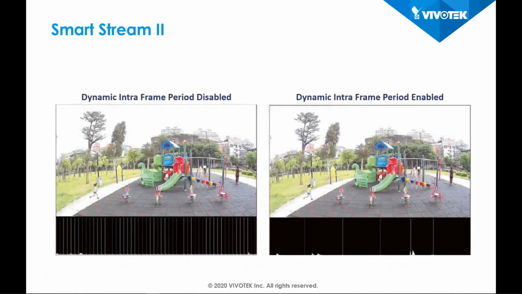By dynamically prolonging the intervals for adding in iframes to up to 10 seconds, the bit rates required for streaming a video can be greatly reduced. If activities occur in the scene, the firmware automatically shortens the iframe or intraframe or complete picture insertion timing so that it can maintain the image quality.